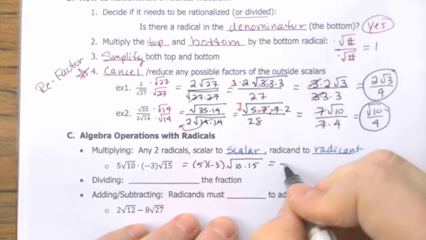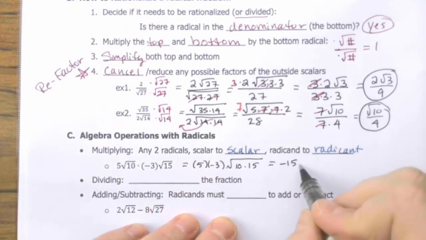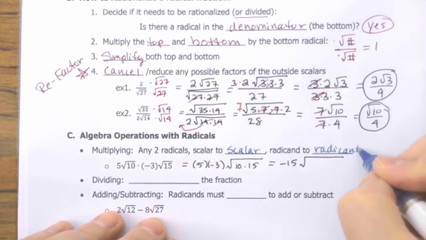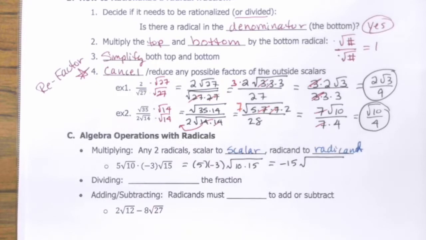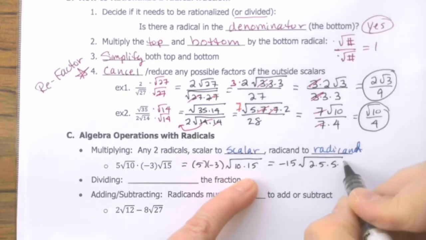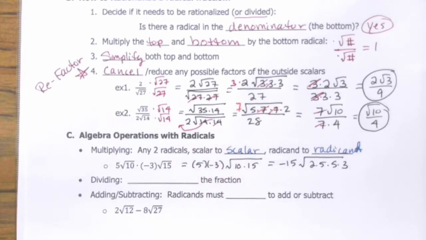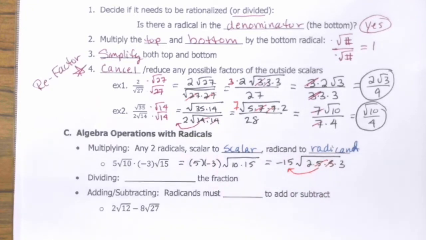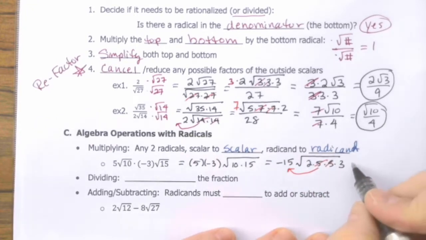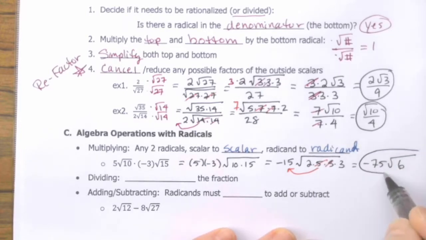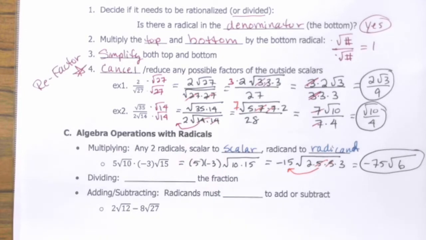5 times negative 3 is negative 15. I'm going to prime factor the inside. I wrote radicand with a T here, sorry, it's radicand. So 10 is 2 times 5, 15 is 5 times 3. 2 5s, 1 comes out to the front. 5 times negative 15 is negative 75, and I'm left with 2 times 3 on the inside, which is 6. So negative 75 radical 6.